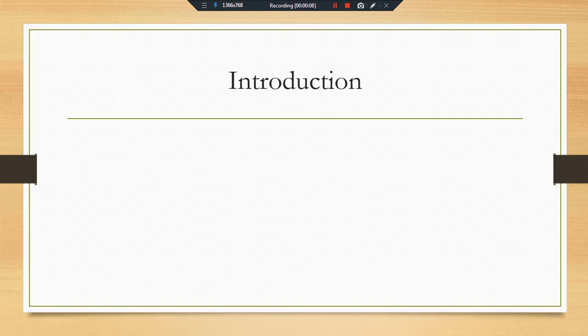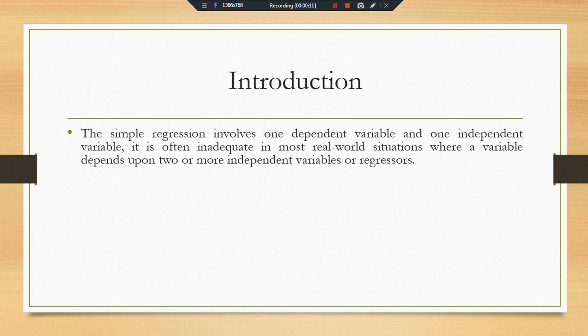In this video we will learn about multiple regression, its formulation and its empirics. Dear students, as we know, in simple regression we have one dependent variable and one independent variable, but in real life situations it is not always true that a dependent variable is decided by only one independent variable. A variable depends upon two or more independent variables or regressors.